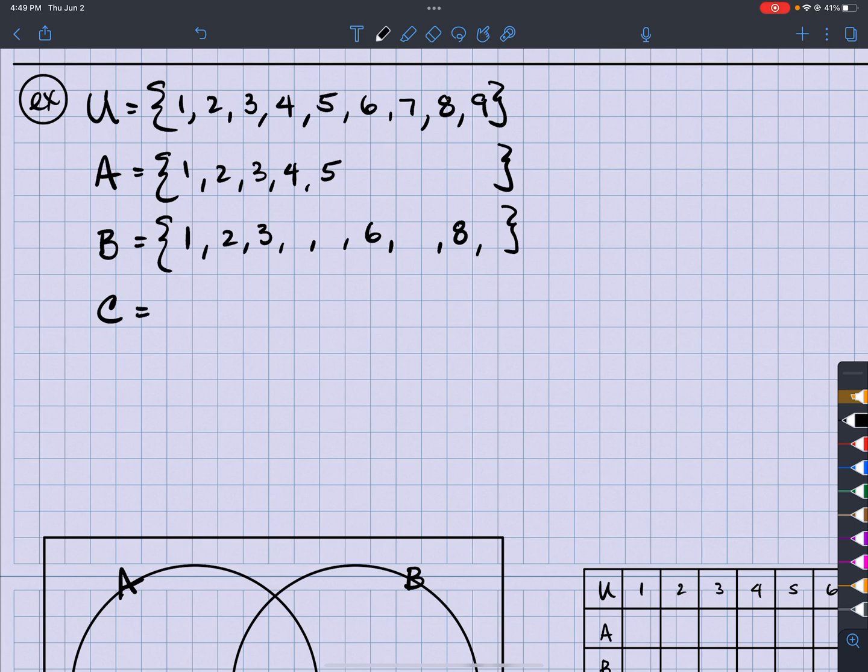And then set C is going to be 1, 2, 3, 4, no 5, but a 6 and a 7. No 8, no 9. Okay? Let me see here.